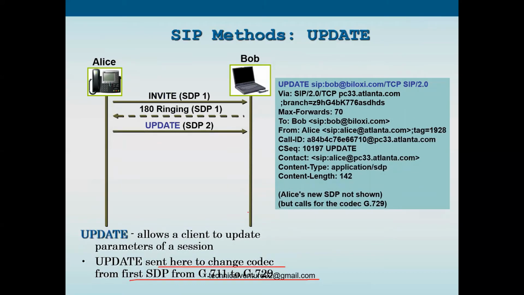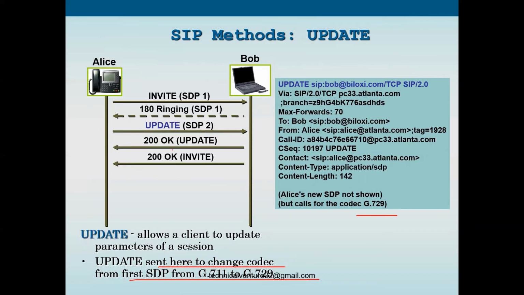So what update does Alice want to send to Bob? The update is just to change the codec from G711 to G729. It is sending an UPDATE with the SDP, calling for the codec G729. This update will happen only when there was an Allow header from the INVITE as well as from the 180 Ringing, because both are allowing the UPDATE message. That's why it is changing the codecs.